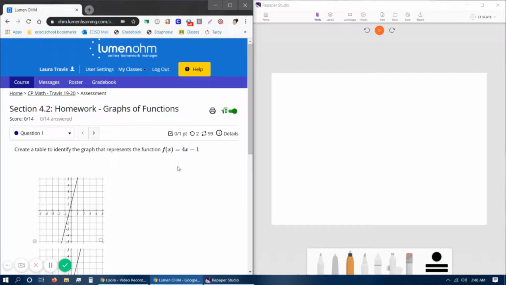Since this function is in the form of y equals mx plus b, we can find the slope and y-intercept to identify the correct graph. Remember that whatever number is in front of x is your slope, and the constant number by itself is your y-intercept. Looking at this function, I can see that my constant, the number by itself, is -1. So any graph that does not have a y-intercept of -1 can be eliminated.